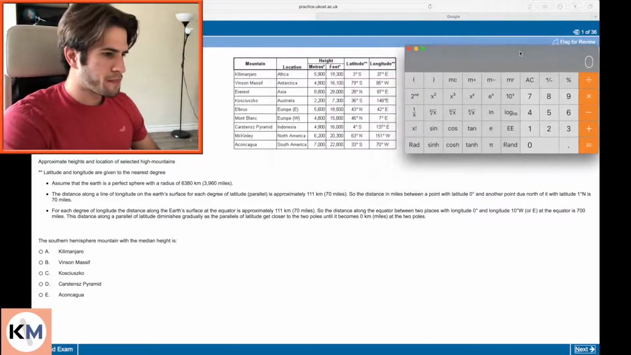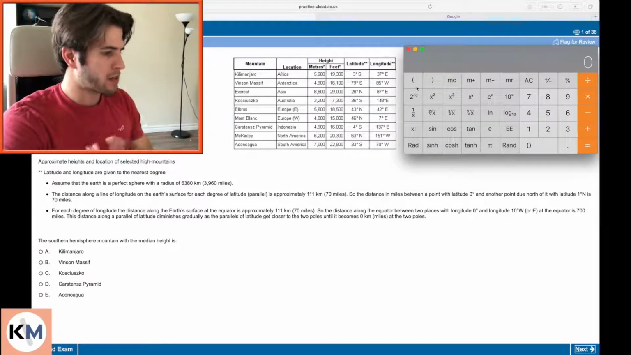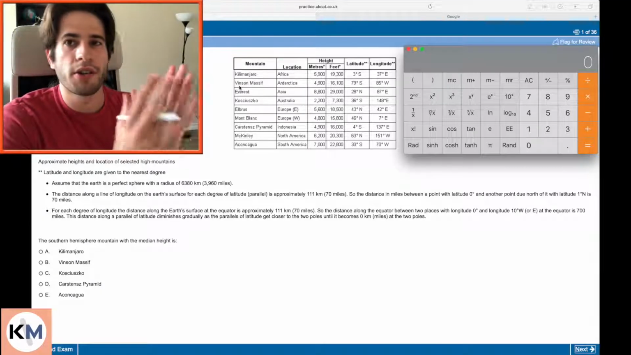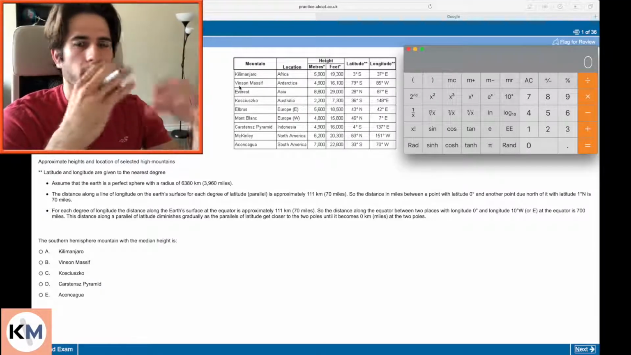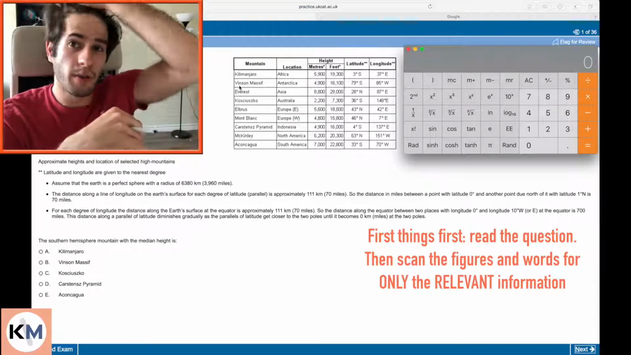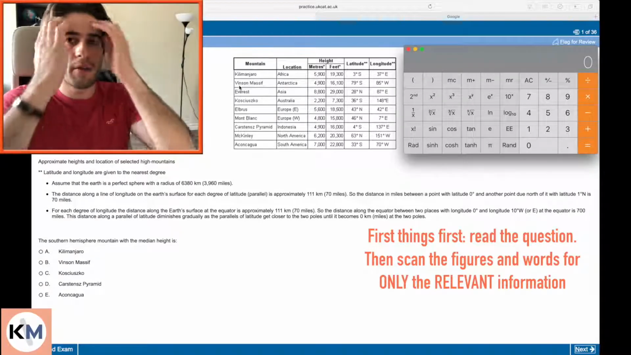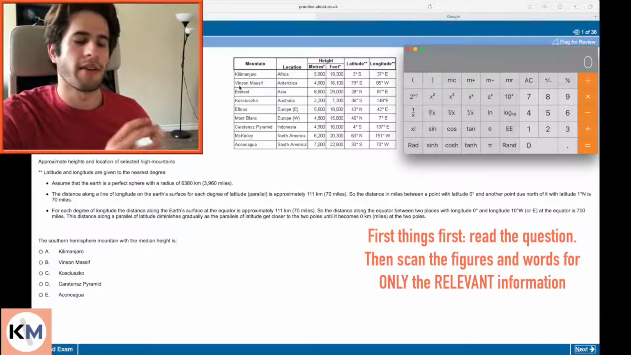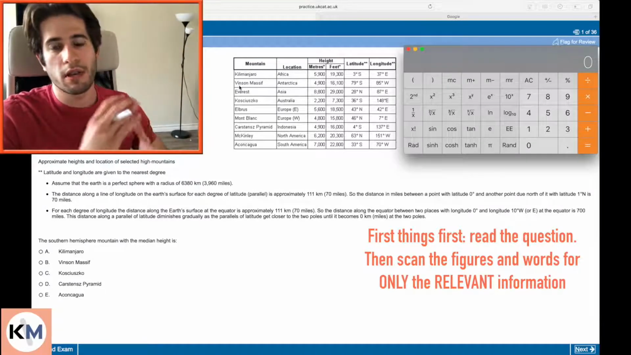First question, we have something about mountains in Kilimanjaro. Okay, cool. So how I tackle these questions is I don't spend time reading through the graph or the table or whatever. I first read the question and then go and try and find the relevant information. If you start by reading the graph or the table, I think it might take way too much time and you might get bogged down in all that information. So just focus on the question first.